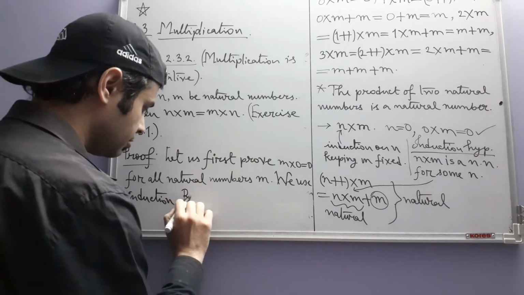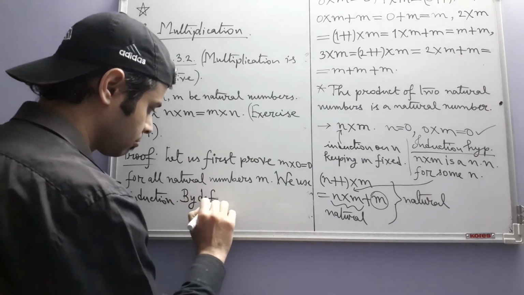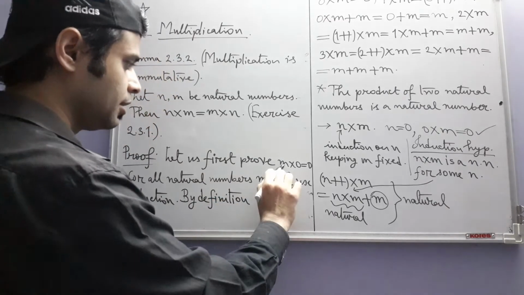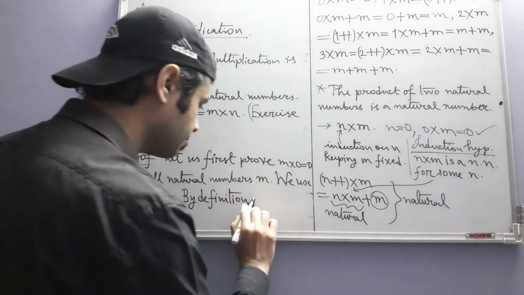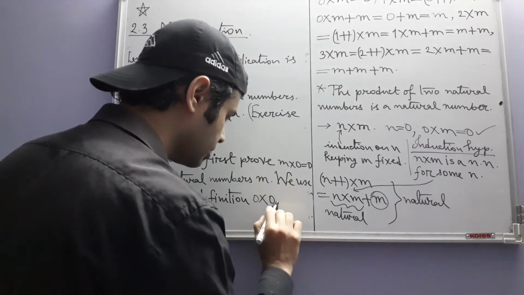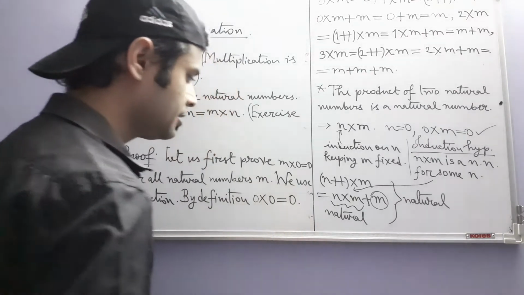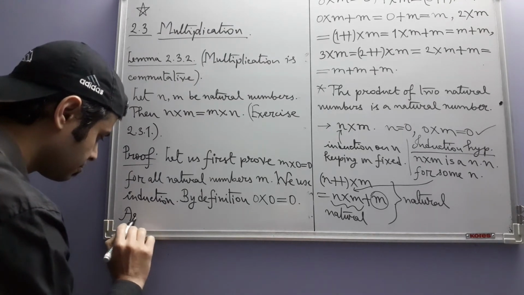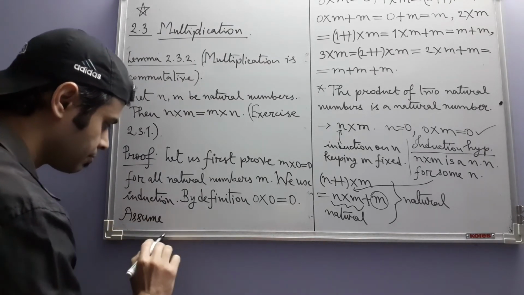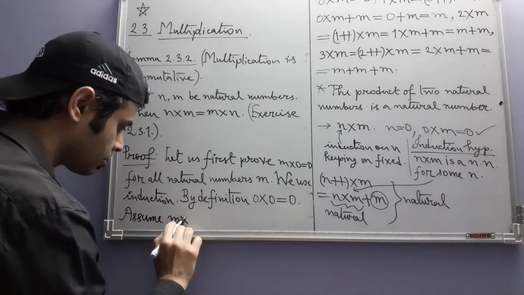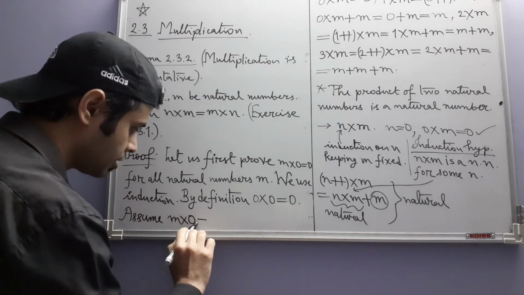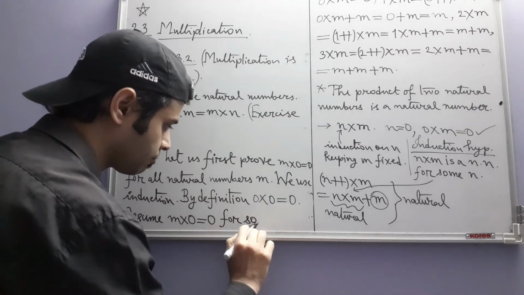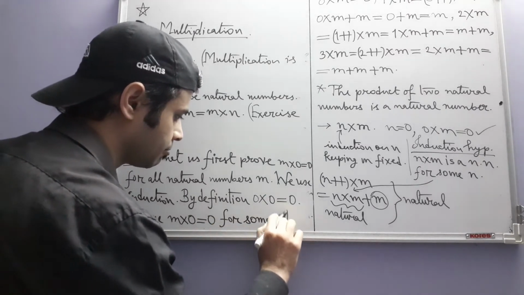By definition, if we have 0 in place of m, then 0 cross 0 is 0. This comes from the definition itself. Assume m cross 0 is equal to 0 for some natural number m.